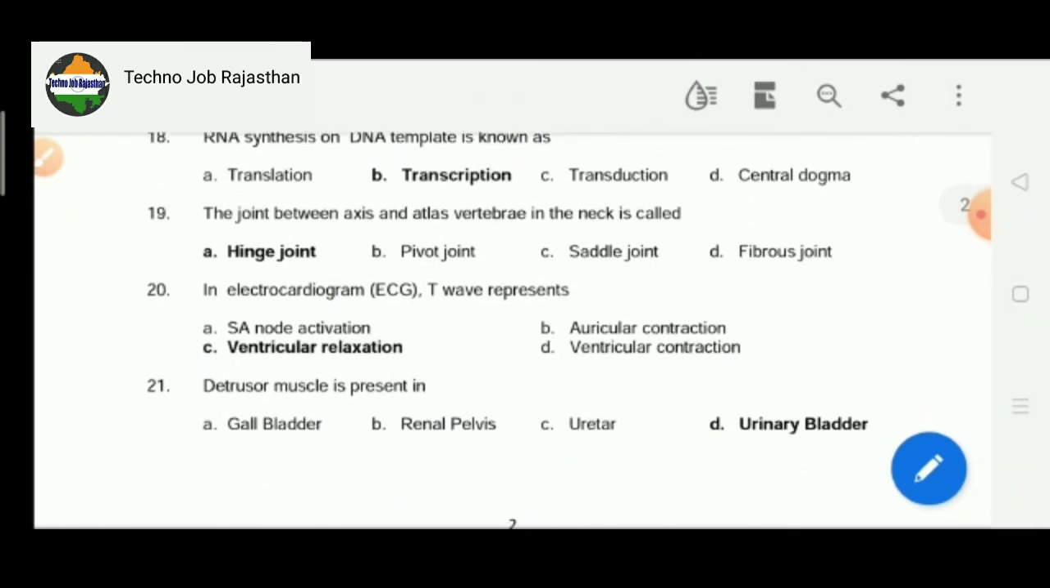Question number 20. In an electrocardiogram (ECG), T waves represent: option A is SA node activation, option B is atrial contraction, option C is ventricular relaxation, option D is ventricular contraction. So the correct answer is option C, that is ventricular relaxation.